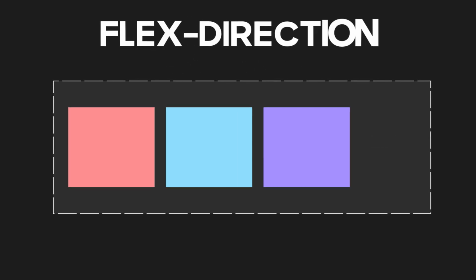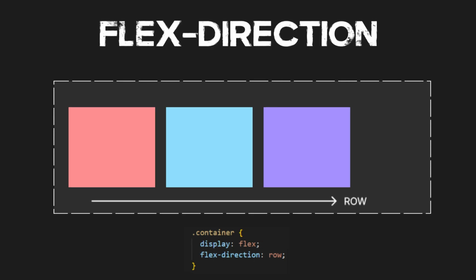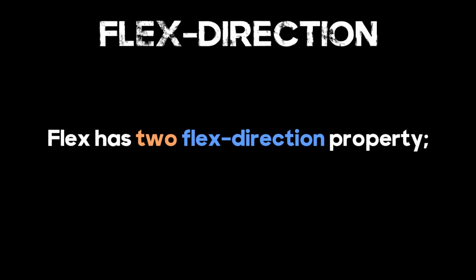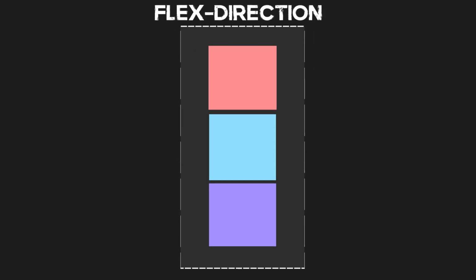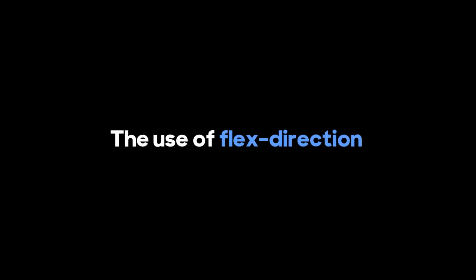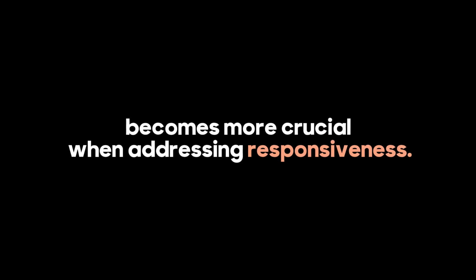The default flex direction of Flex is called row. Flex has 2 flex direction properties. It can be either row or column. If we change the flex direction of the container to column, all the boxes will now stack up in a column. The use of flex direction becomes more crucial when addressing responsiveness.